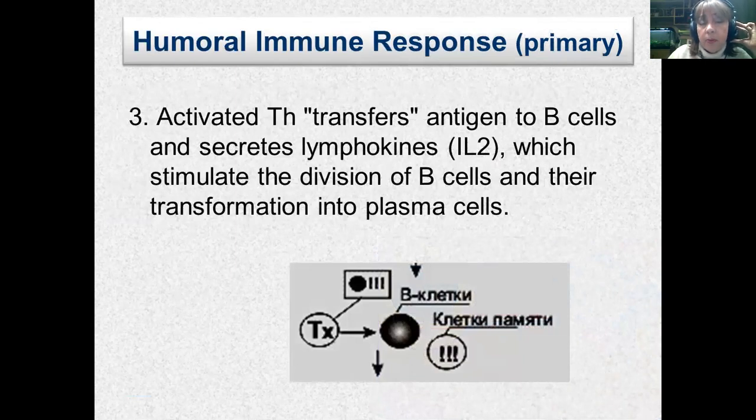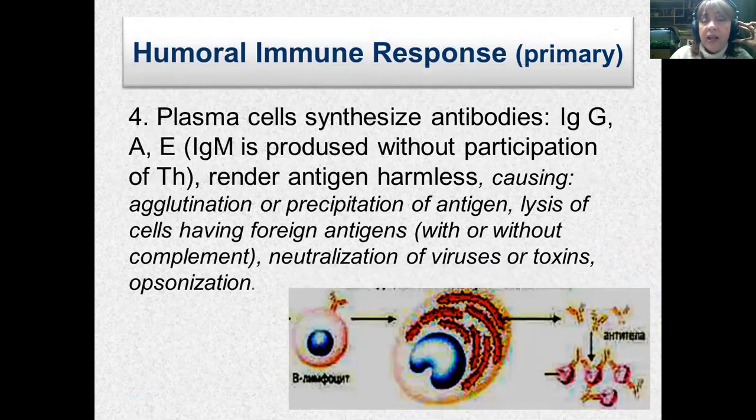At the next step, the activated T helper transfers the antigen to B cells and releases lymphokines, interleukins, substances which are necessary for activation of B cells. It stimulates their division and maturation into plasma cells. Plasma cells synthesize antibodies, immunoglobulins of classes G, A, and E. Not immunoglobulin M. It is synthesized in a simpler way, without T helpers and macrophages.